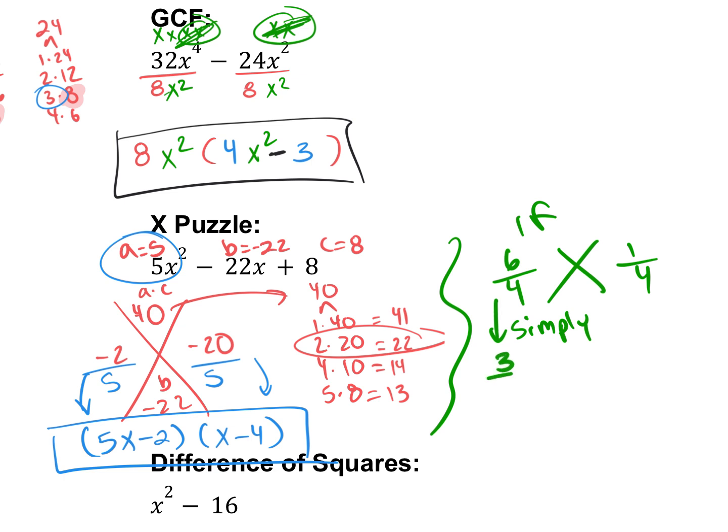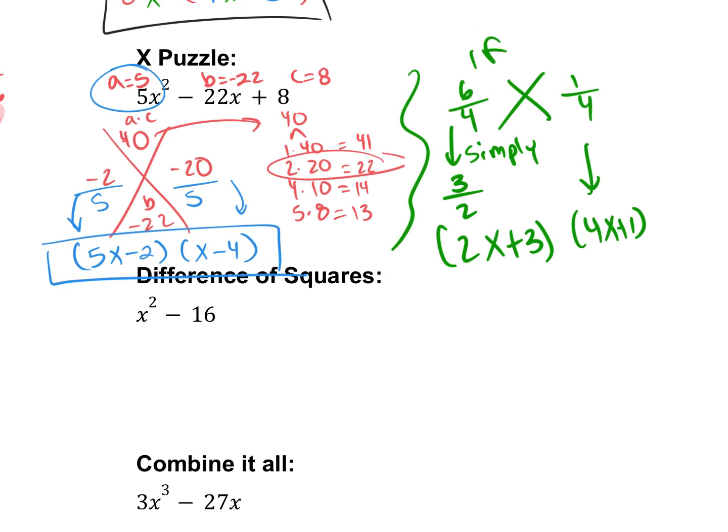But when you simplify it, it becomes 3 over 2, and then we rewrite it. So this would be 4x plus 1. If you do not simplify the fraction, the answer would be incorrect. If you write 4x plus 6, it will be marked incorrectly for this question. So you have to fix it. You have to reduce the numbers all the time.